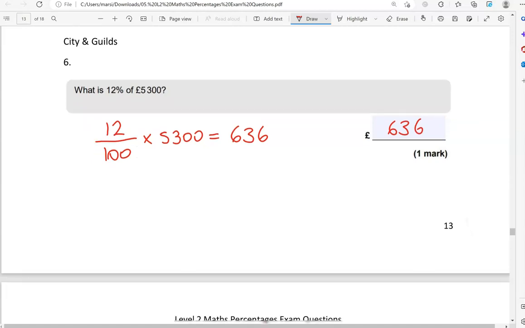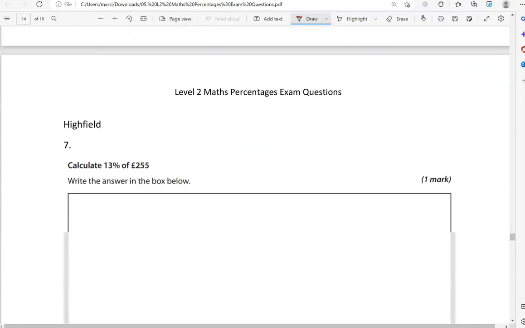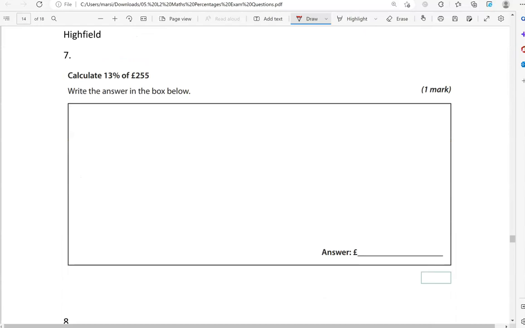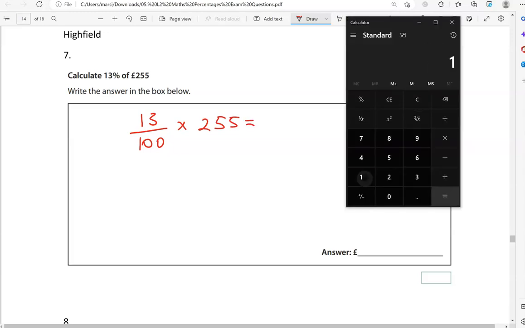So that's what that is equal to. Calculate 13% of 255. So 13%, again 13 out of 100 of 255. 13 divided by 100 times 255 gives us £33.15.